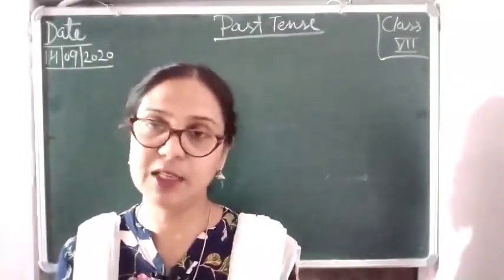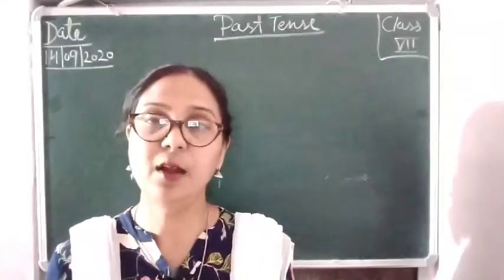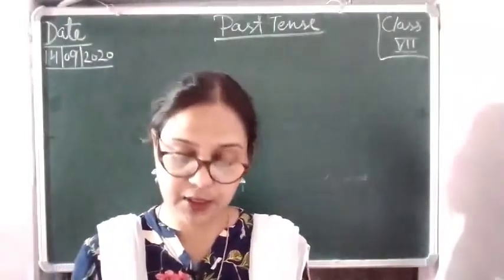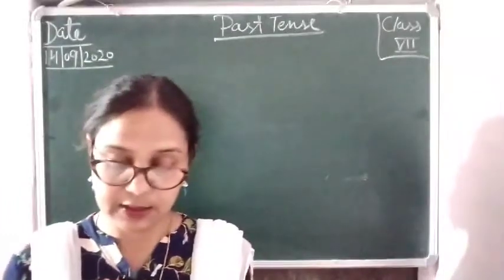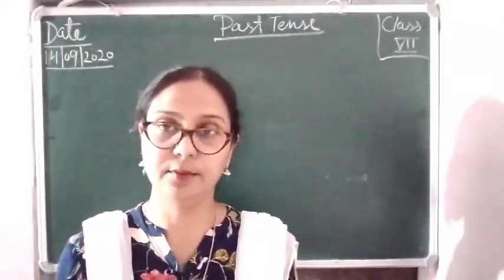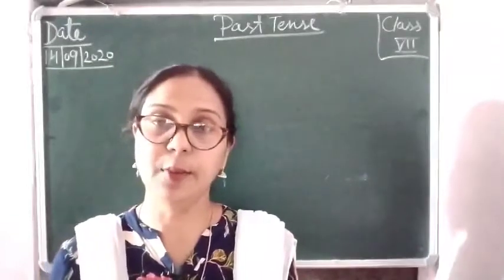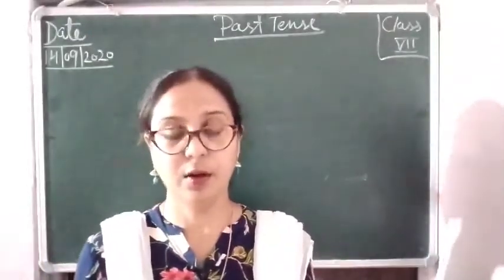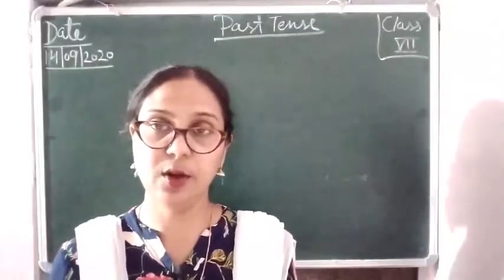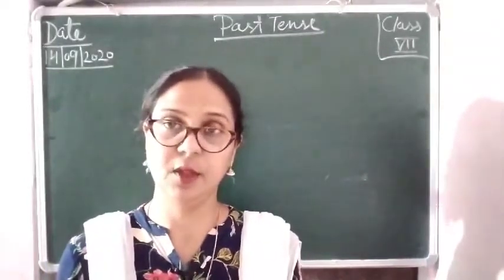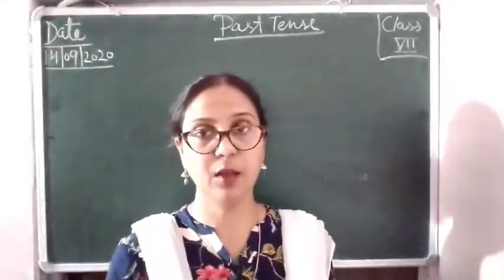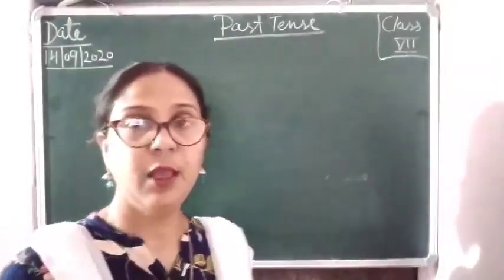So take out your Mastering Grammar book, page number 104. Exercise number three we have completed, and we are going to do exercise D, number 4. So everybody take out your Mastering Grammar book, page 104, chapter number 13, past tense, and this is your exercise D. The first three we have completed. Now we are moving to solve exercise D.